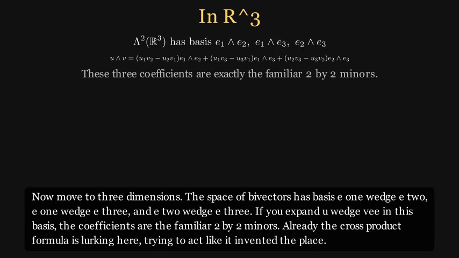Now move to 3 dimensions. The space of bivectors has basis e1 wedge e2, e1 wedge e3, and e2 wedge e3. If you expand u wedge v in this basis, the coefficients are the familiar 2 by 2 minors. Already the cross-product formula is lurking here, trying to act like it invented the place.